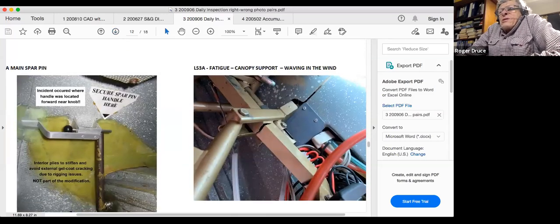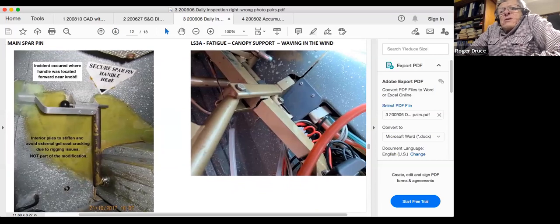Okay, a couple of things from the LS3. On the left-hand side, we flew our LS3 one day with the handle of the main spar pin tucked in behind the black knob.